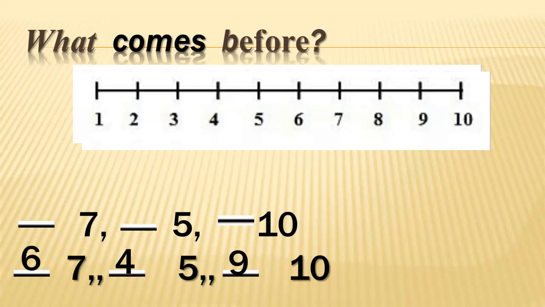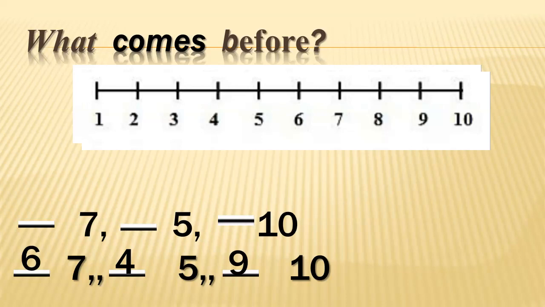Yes, 6. 6 comes before 7. Next number is 5. What comes before 5? See the number line? Yes, 4 comes before 5. Next number is 10. So what number comes before 10? Yes, 9. 9 comes before 10.